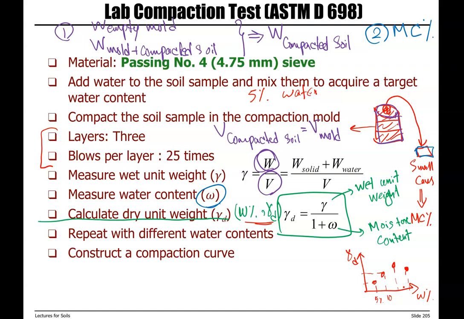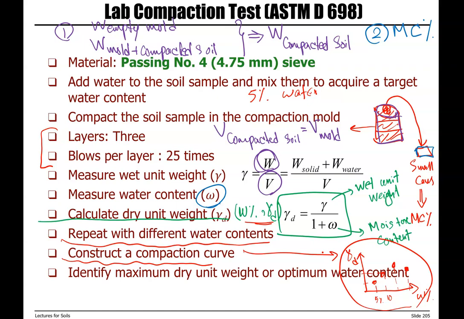So there is no fixed number of trials. We need to repeat this test multiple times. We stop when we have a data point where dry unit weight starts going down. So we repeat with different water contents. Then we can make our compaction curve. And then we can find the peak of our curve, and that's our optimum water content, which gives us the maximum dry unit weight or the maximum level of compaction.